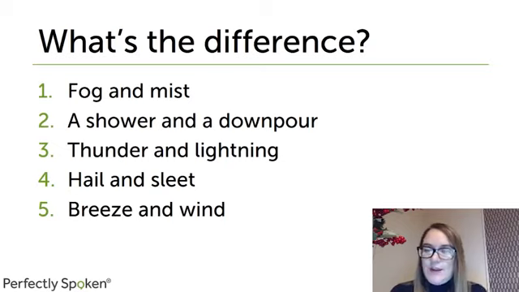Okay, so let's move on and have a look at some specific vocabulary. Now, we've got 5 pairs of words here. And do you know what's the difference between these words?